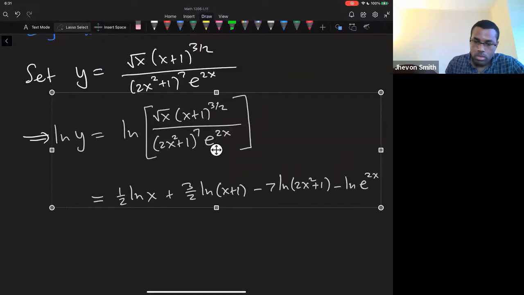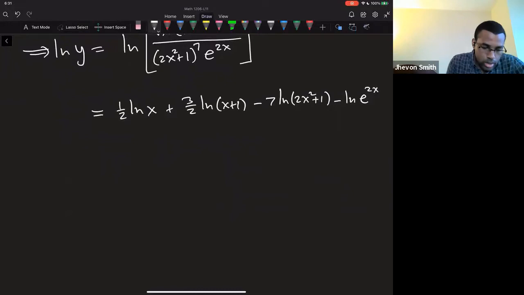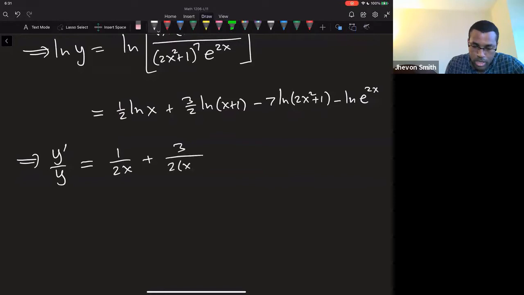Okay. And now what? These guys are not bad to differentiate at all. The first one is going to be 1 over 2x. The second one is going to be 3 over 2 times x plus 1. This one, obviously, the ln and e cancel. That's essentially just 2x. The derivative of that is going to be 2. This one is going to be, well, 7 times the derivative of the inside over the inside, minus 2, right? Which is not bad at all.